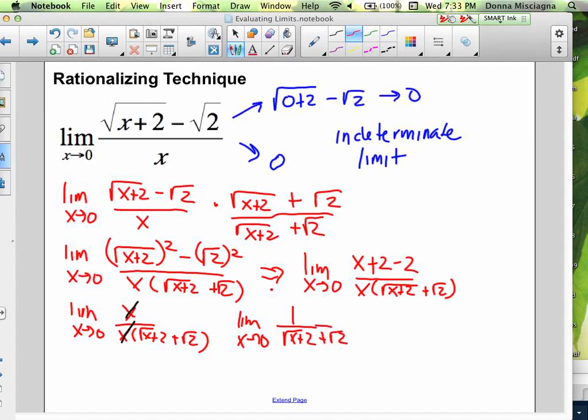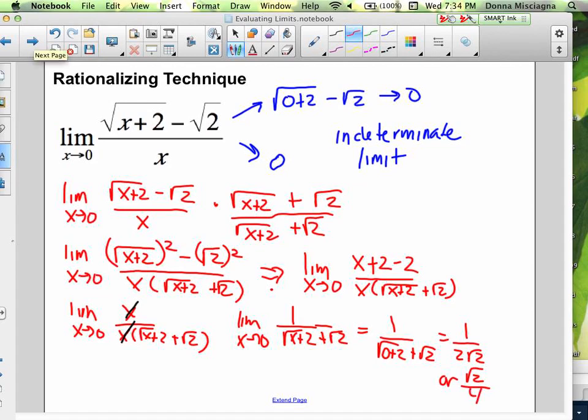Right, now you can plug in 0 all you want. We get 1 divided by the square root of 0 plus 2 plus the square root of 2. Well, we have 2 square roots of 2 now. So that's just 1 divided by 2 square roots of 2. Or if you want to rationalize it, you multiply the numerator and denominator by the square root of 2, giving the square root of 2 divided by 4.